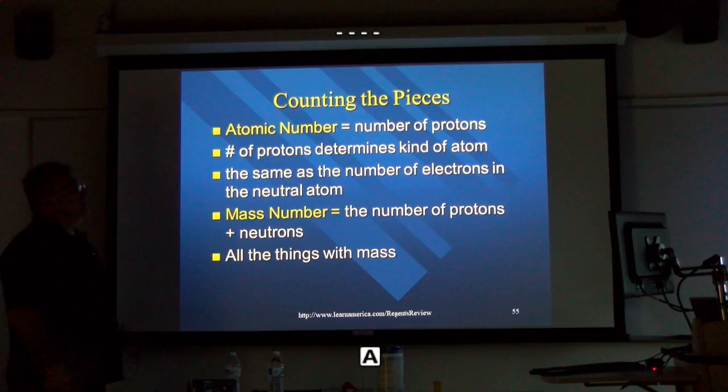So let's start here. It says experimental evidence indicates that the nucleus of an atom... What do you think? D. Choice D contains all the mass of the atom. Very good.